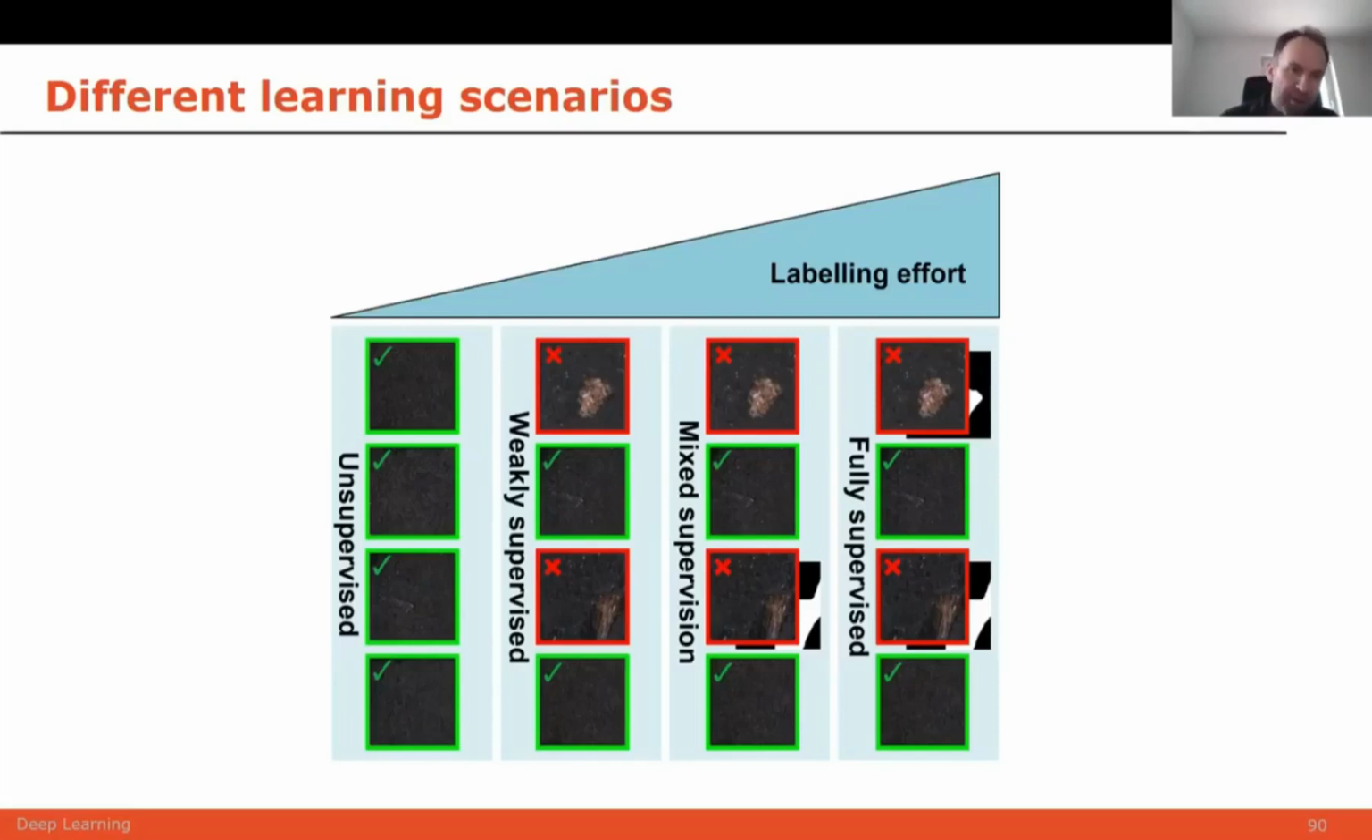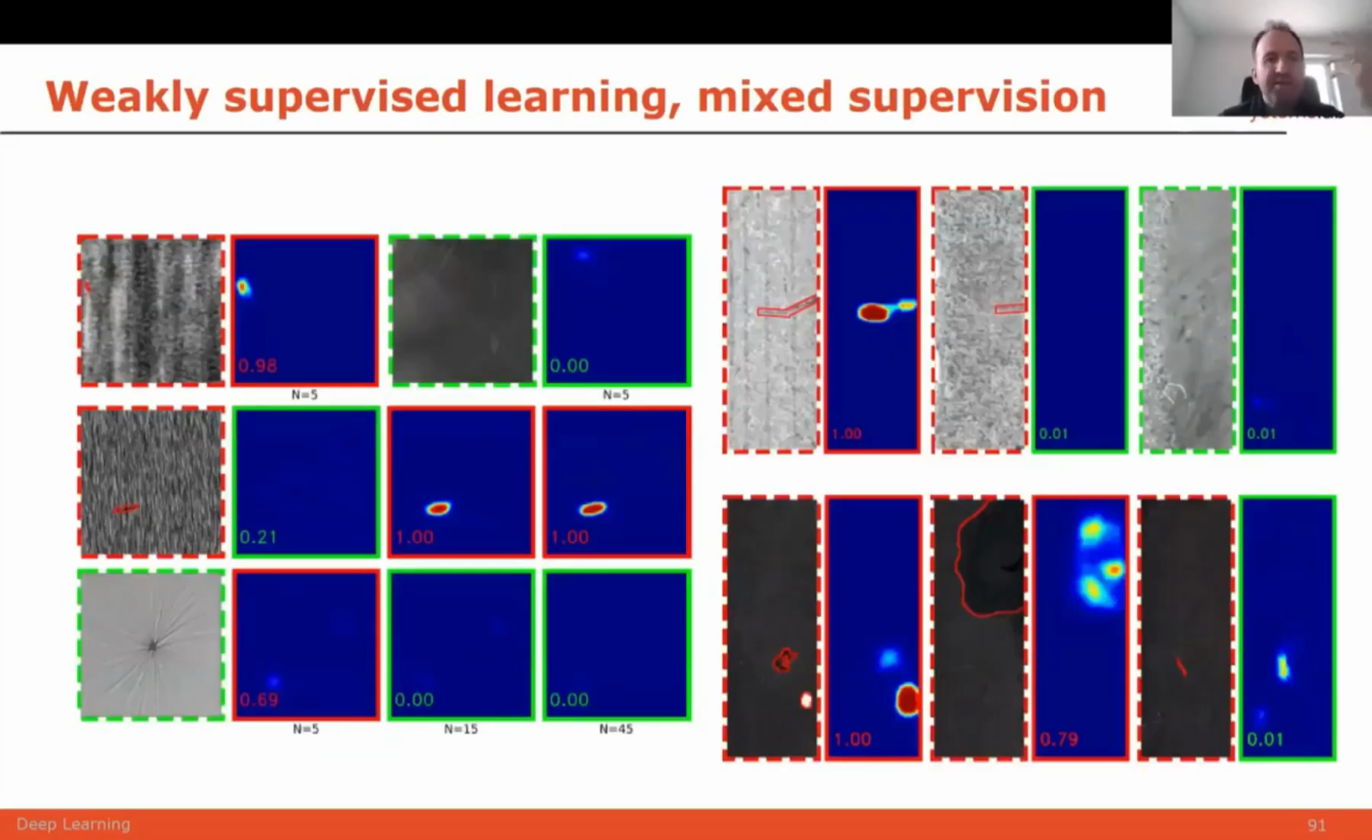On the other part of the spectrum, you have unsupervised learning, where you only show the images without defects, right? And of course, then you can have a mixture of both, where you just tell, okay, there is a defect in the image, but I don't know where it is, right? Or mixed supervision, where for a part of the images you show where the defect is, while for the rest of the images you just tell that there is a defect, right? And what we showed is that we can get similar results also in this unsupervised manner. This is the direction we want to go, right?